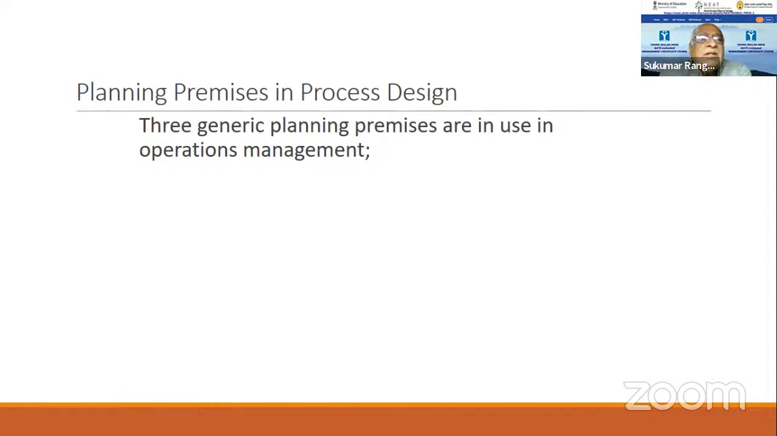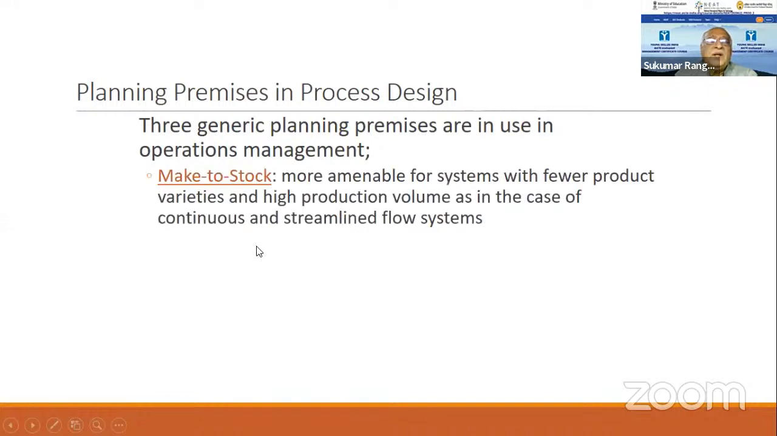Now we'll see what the premises are, a premise being nothing but an assumption. What are the underlying factors, or the assumptions, the basic information that is needed for a process design? So there are three generic planning premises in operations management. This is something we have to understand. One is make to stock.